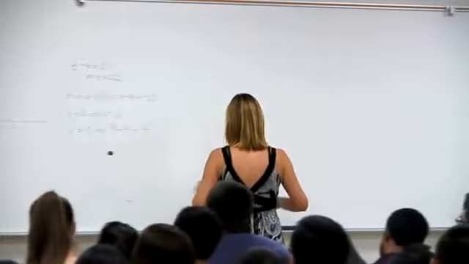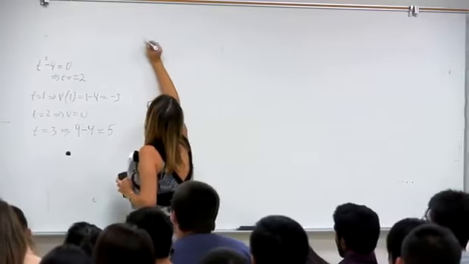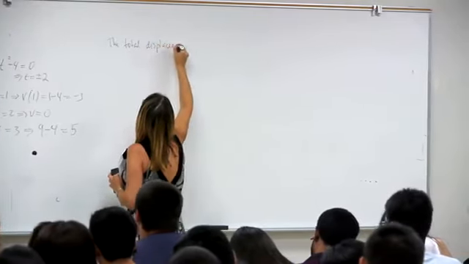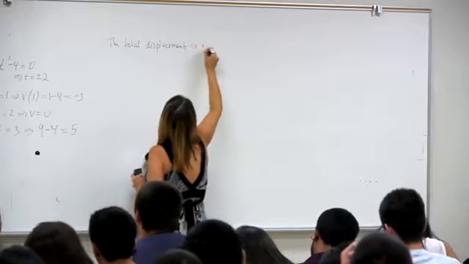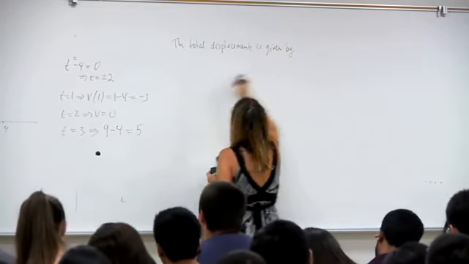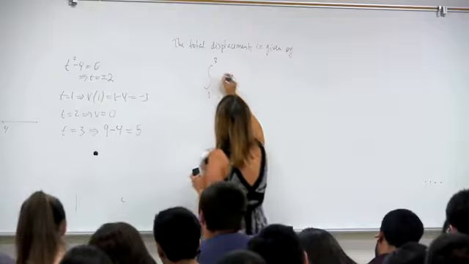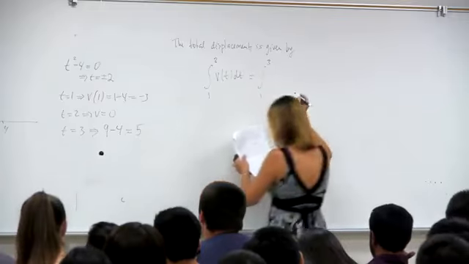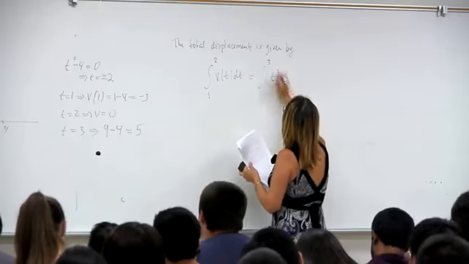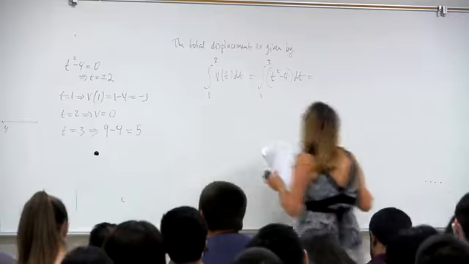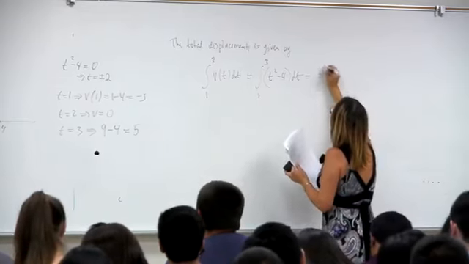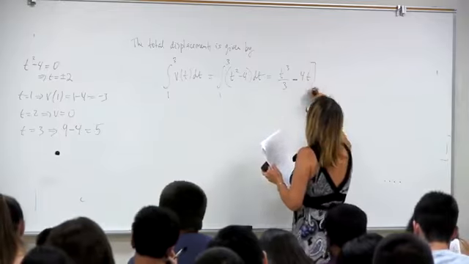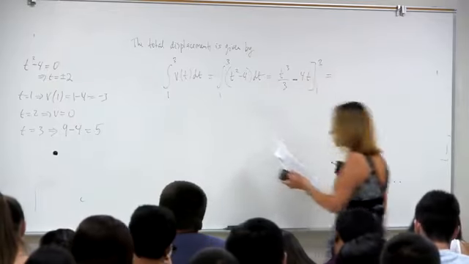So let's address the first question. The total displacement is given by the integral from 1 to 3 of v of t dt. So I go from 1 to 3 of t squared minus 4 dt. T cubed over 3 minus 4t is my antiderivative, evaluated at 1 and 3.